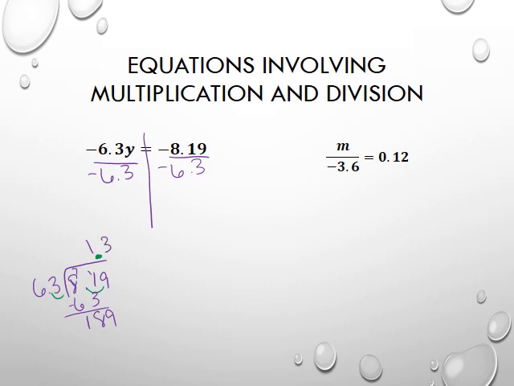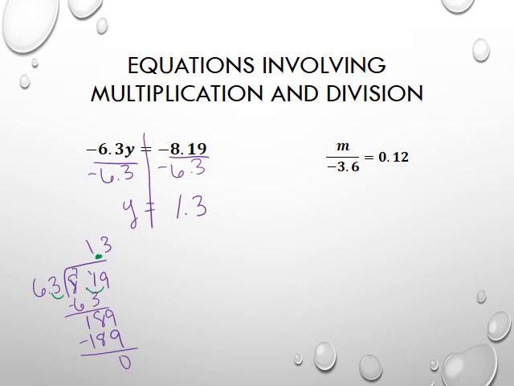3 times 3 is 9. 3 times 6 is 18. Oh, hey, look, that actually worked perfect. Had it been too high, I would have gone down 1. Had it been too low, I would have gone up 1. But that actually works out perfect. So y equals 1 3/10. Now I look back at my signs to double check. I have 2 negatives, so my answer will be positive here.